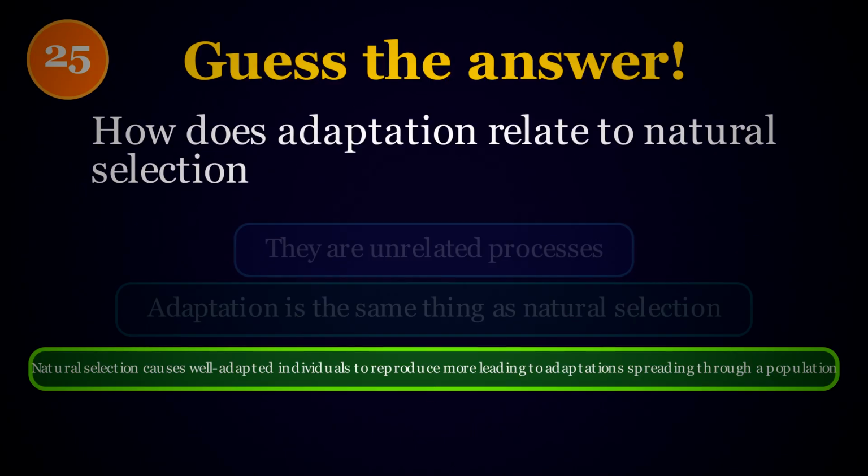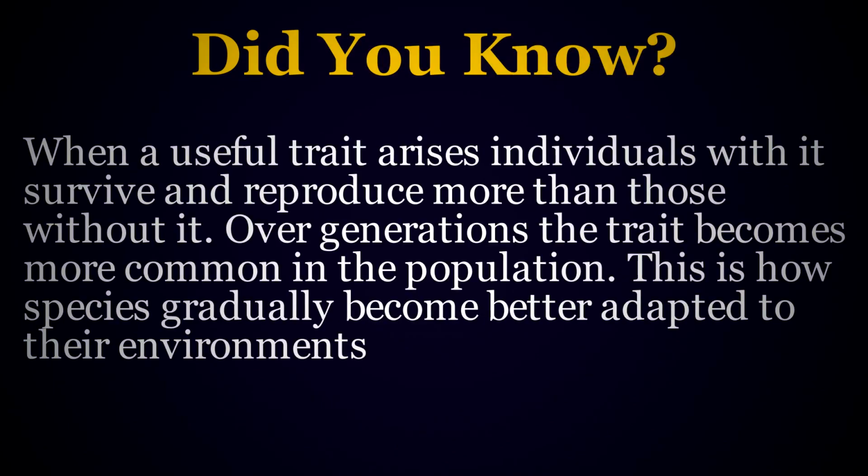The correct answer is, natural selection causes well-adapted individuals to reproduce more, leading to adaptation spreading through a population. Let's learn something new. When a useful trait arises, individuals with it survive and reproduce more than those without it. Over generations, the trait becomes more common in the population. This is how species gradually become better adapted to their environments.